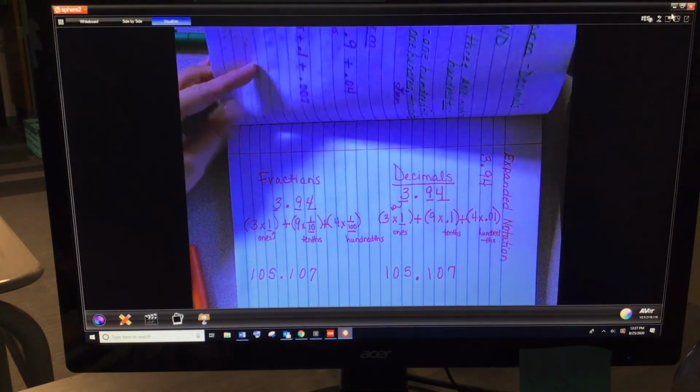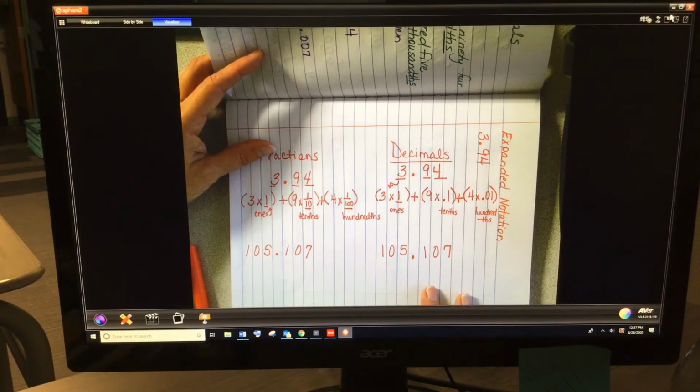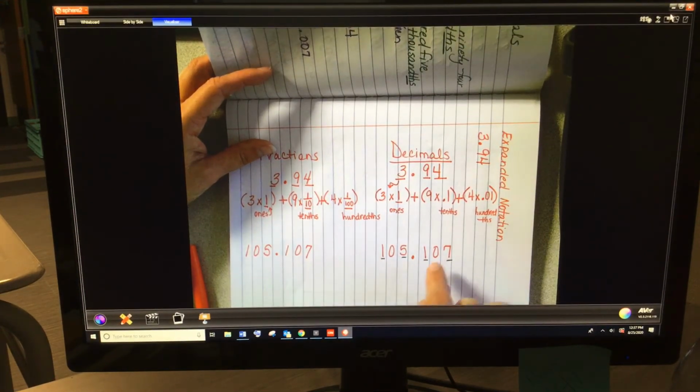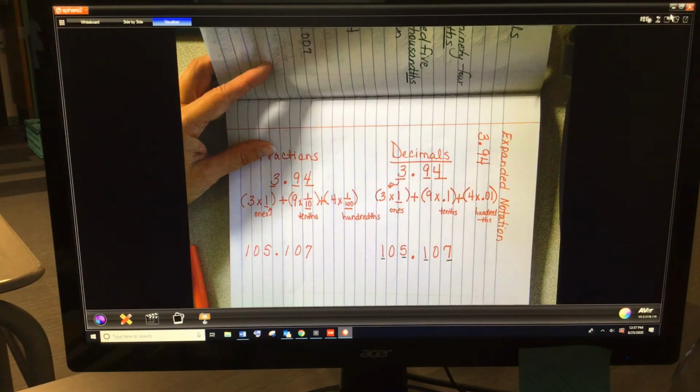All right, so let's go back and look. How can we determine how many parentheses we're going to need? Well, how many values are actually values that are not zeros? So we can count 1, 2, 3, 4. Now these zeros are important because they're placeholders. They're telling us we have 0 tens and 0 hundredths. But when we write them in our expanded form or expanded notation, we just don't use them. All right, so we're going to need 1, 2, 3, 4 sets of parentheses.